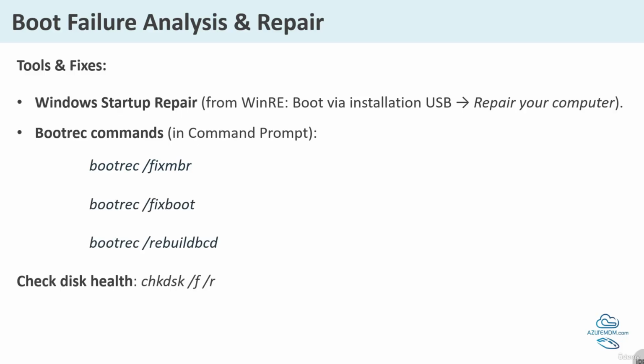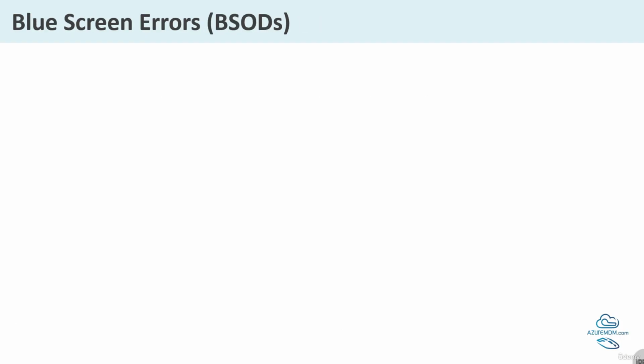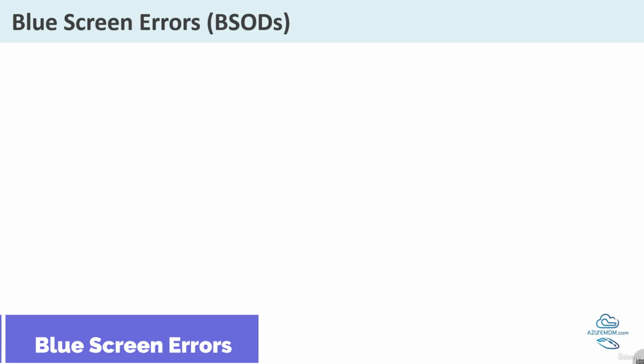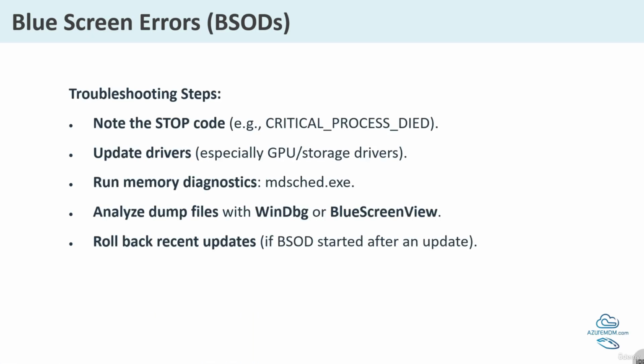These are the command prompts on the screen you can run for the disk health checkup. As we have already discussed just now, we will learn about blue screen errors. So, what is a blue screen error? A blue screen error, or blue screen of death, that is BSOD, is like your computer's emergency brake. It crashes and shows a blue screen when something goes seriously wrong.